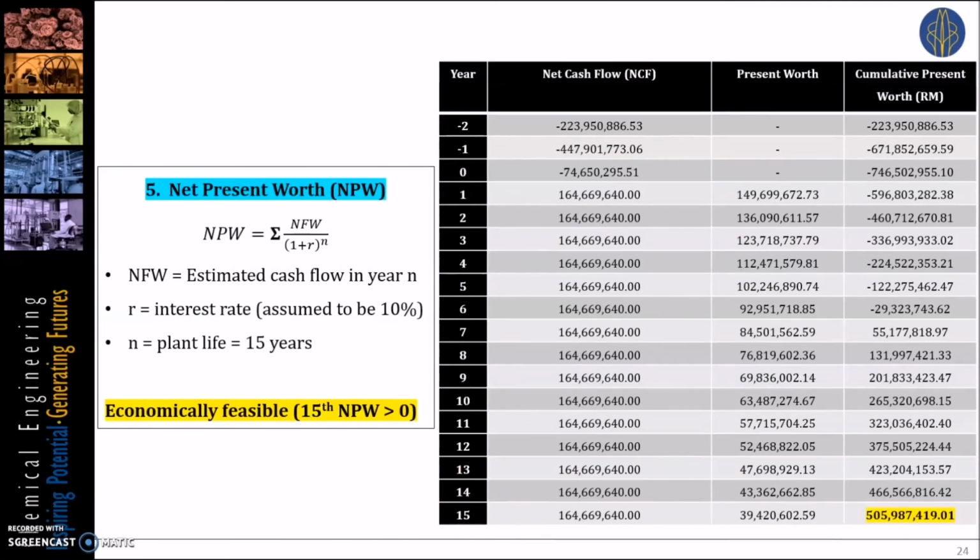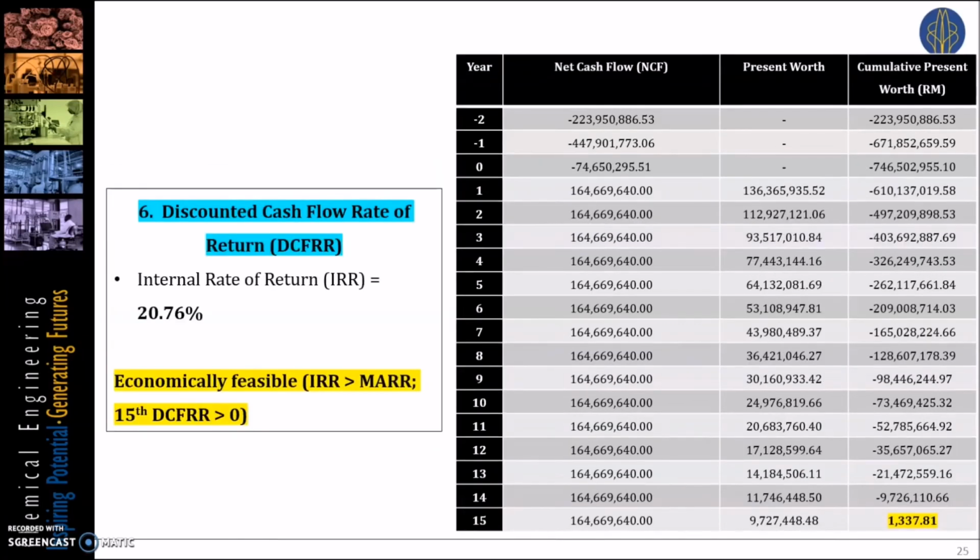Moving on to the net present worth, it is calculated using the equation as shown. Based on the table, we can see that the 15-year NPW is a positive value, and therefore the project is economically feasible. Last but not least, an internal rate of return of 20.76% is obtained in determining the discounted cash flow rate of return, which is greater than the assumed MARR of 10%. Besides that, a positive value of 15-year DCFRR is obtained as well. Therefore, we can conclude that the plant design is economically feasible. That's all from me. I would like to pass the floor to Siba for the conclusion.